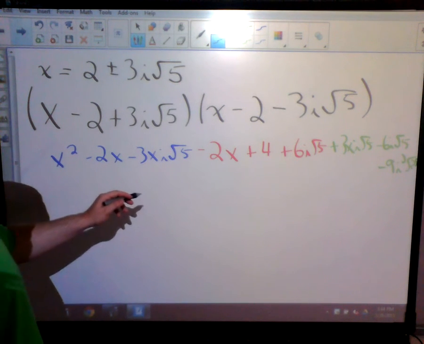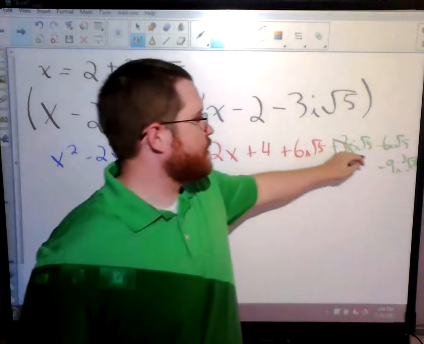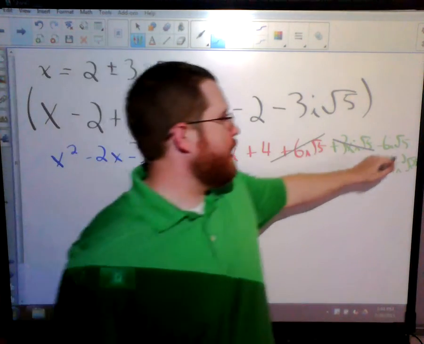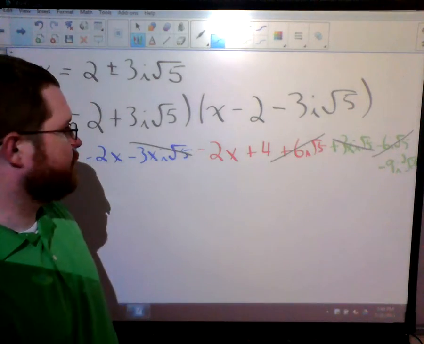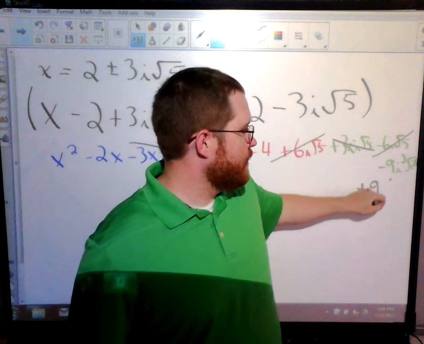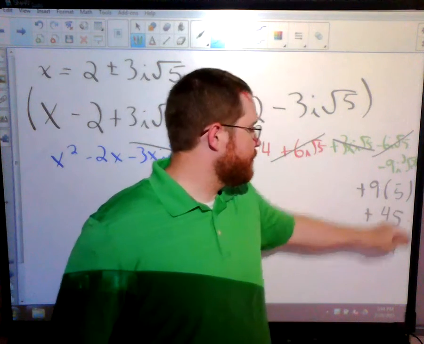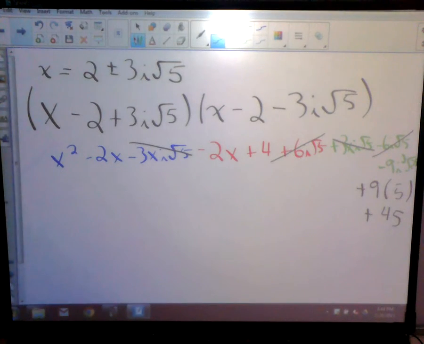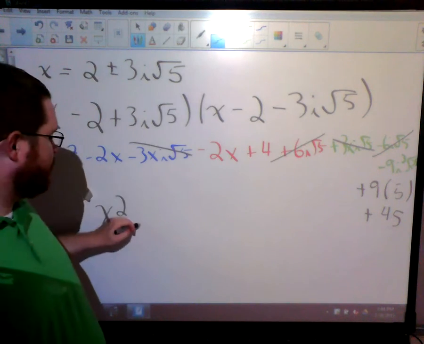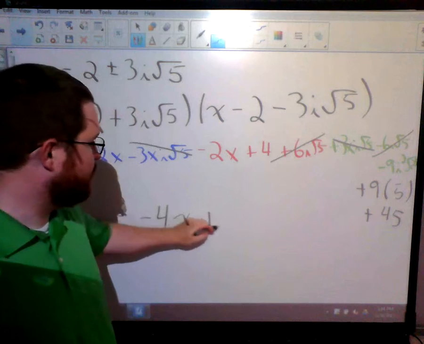I have a minus 3xi square root of 5 and a plus 3xi square root of 5. They're gone. I have a plus 6i square root of 5 and a minus 6i square root of 5. They're gone. Minus 9i squared is plus 9. Square root of 25 is 5. 9 times 5 is 45. So now let's put together my like terms. I have an x squared. Minus 2x minus 2x is minus 4x. Plus 4 and plus 45 is plus 49.